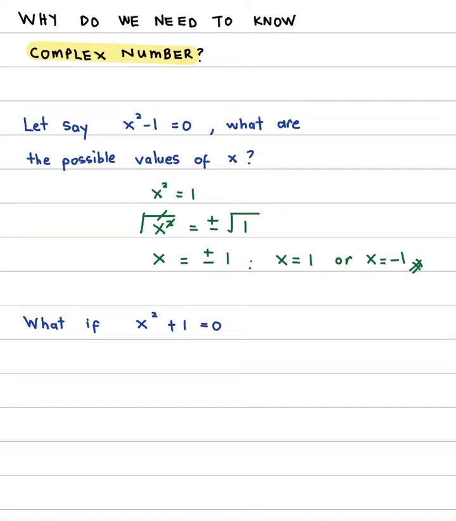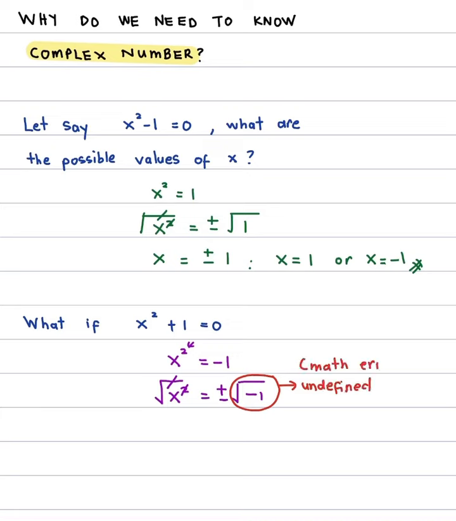Now, what if we have x squared plus 1 equivalent to 0? Again, it's a similar step of answering. You get x squared equivalent to negative 1, and to eliminate the square, you square root both sides. So you have plus minus square root of negative 1. So you can cancel your square and square root. Now, if you see over here, the square root of negative 1 will give you an undefined answer, or in your calculator you get a math error.